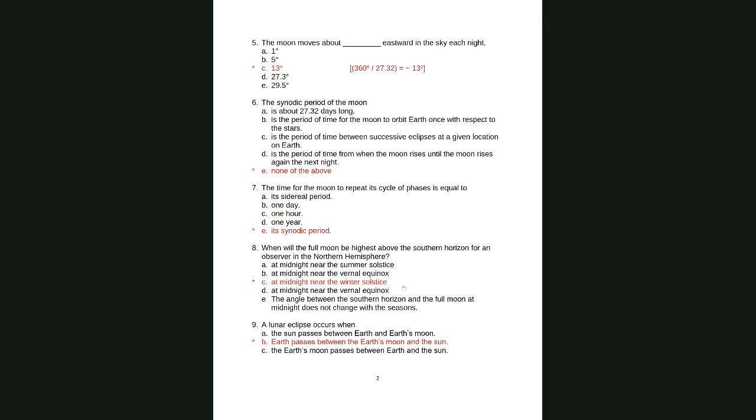So now, if you are in the northern hemisphere, you know that during the winter, the sun will be at the lowest point south of the ecliptic. So if the sun is at the lowest point, and at full moon the moon is opposite the sun, that's exactly where you're going to have the highest point for the full moon in the sky. And that's why we have this answer here.